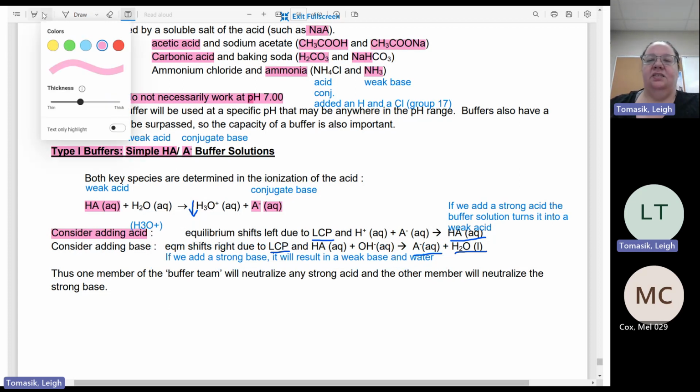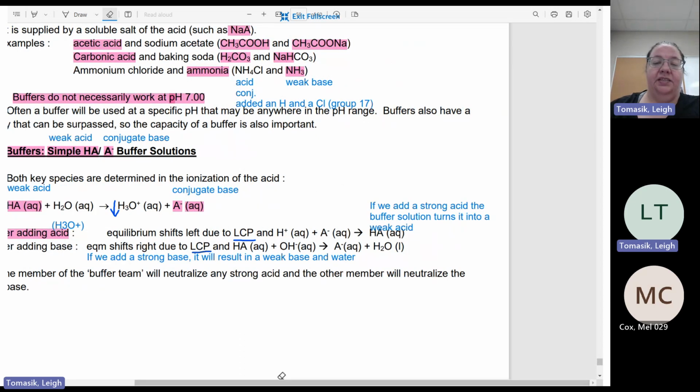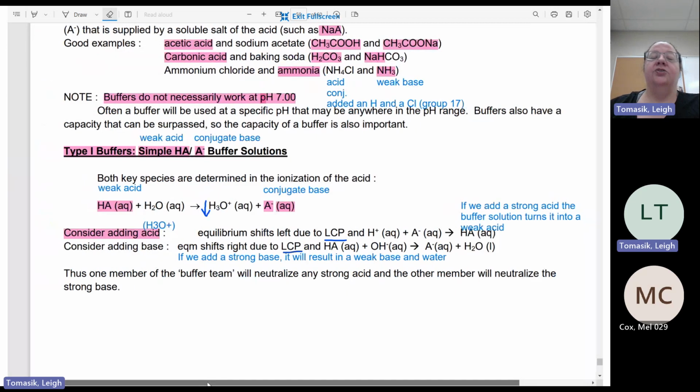So this resists pH change in both directions. It will use up a strong base, and it will use up a strong acid. Thus, one member of the buffer team will neutralize any strong acid, and the other member will neutralize any strong base. Isn't that cool? So it turns strong acids into weak acids and strong bases into weak bases.